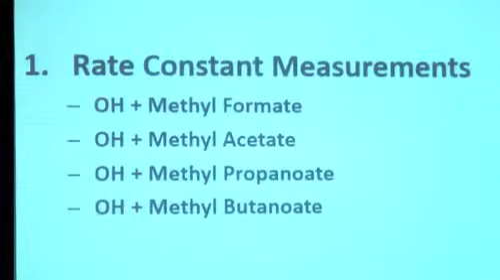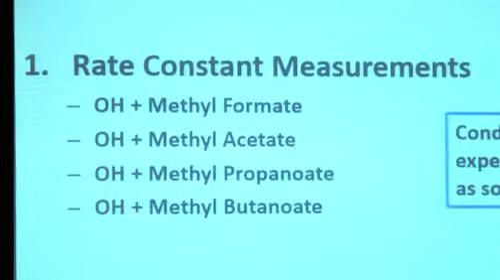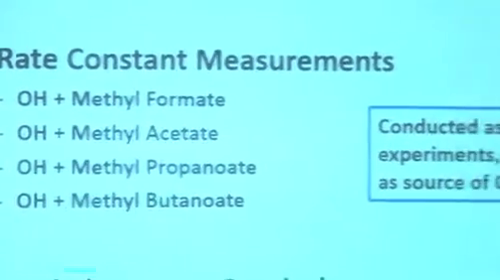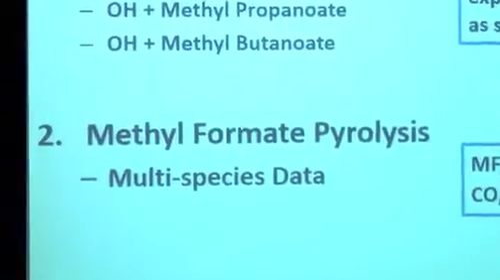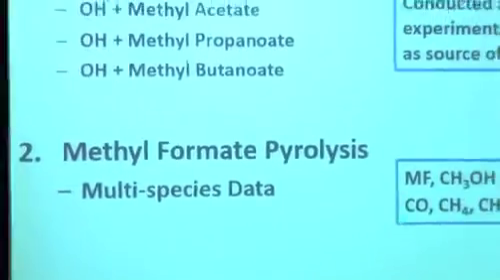All of these things are called esters. Methyl formate, methyl acetate. This is a progression in the size of the methyl ester. I think I'll show a sketch in a minute. And we do the same thing. We use our OH trick plus these, and we watch OH go away. We also look at pyrolysis of esters, and I'll show you that in a minute. And there we measure several species. Here we just measure OH.